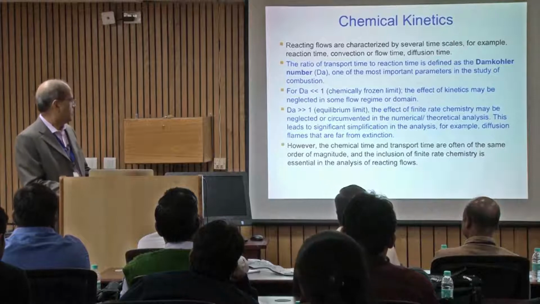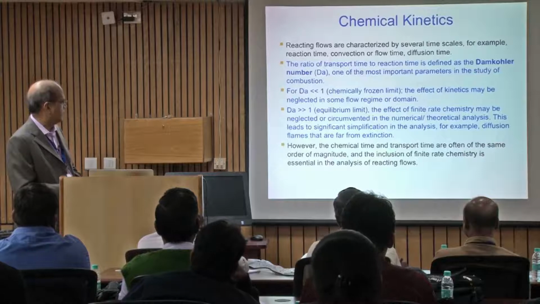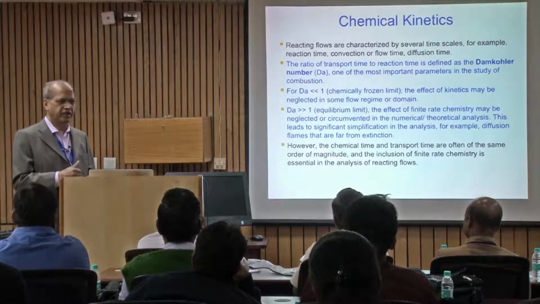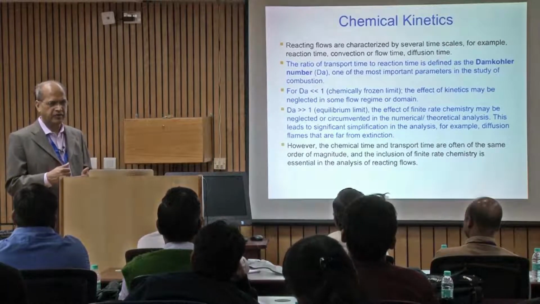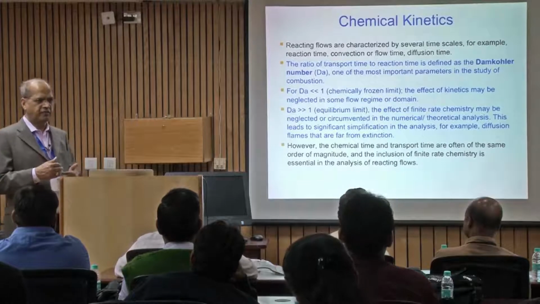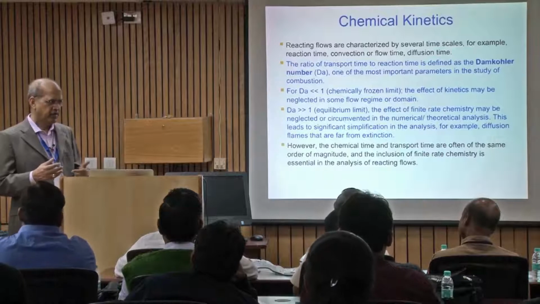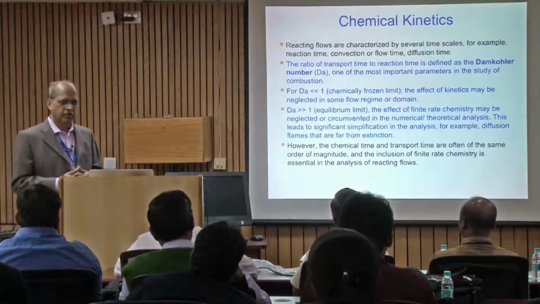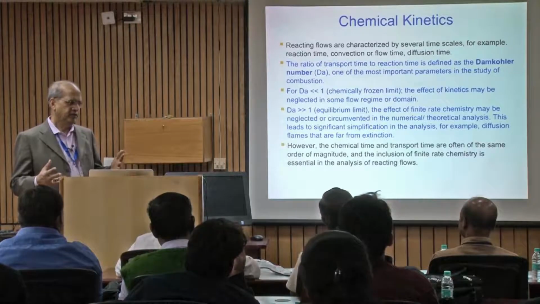Anyway, the Damköhler number you can define as the ratio of the diffusion time, or transport time or flow time, to the reaction time. I'm more used to defining it in terms of rate: the reaction rate divided by the convection rate or flow rate. So if the reaction is very fast, the reaction rate is very high, and the Damköhler number is very large.